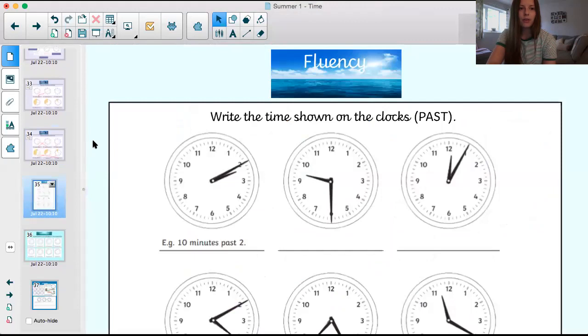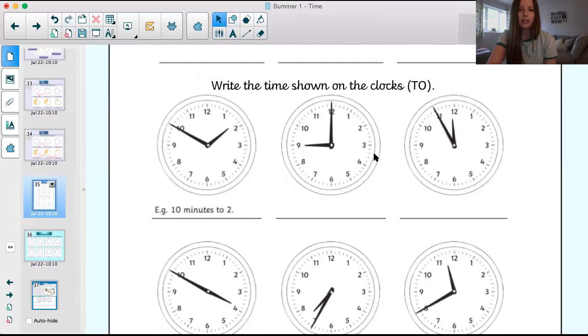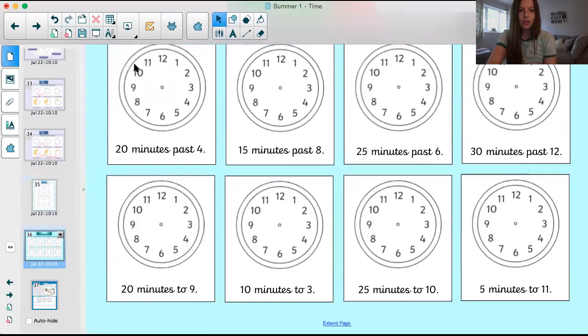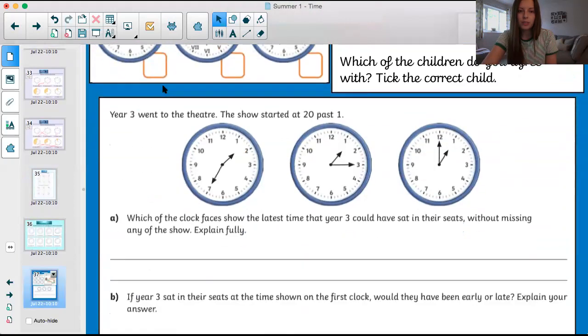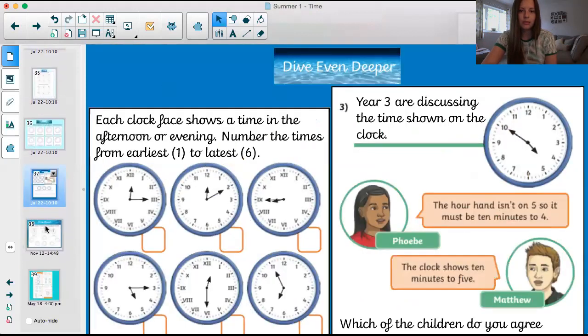Now over to you. For the fluency, you've got to write the correct times underneath the clocks. The first half are past, the second half are to the hour. Then, for the dive deeper, a bit trickier, you've got to draw the hands on the clocks to show the correct time. Make sure you're really clear. You might use a ruler to show the difference between the minute hand and the hour hand. It needs to be very clear for us. To dive even deeper, there's some reasoning problems for you, and here you've got to put the clocks in order from earliest to latest. Some Roman numerals thrown in there for you as well.